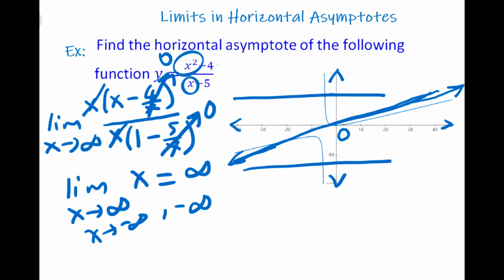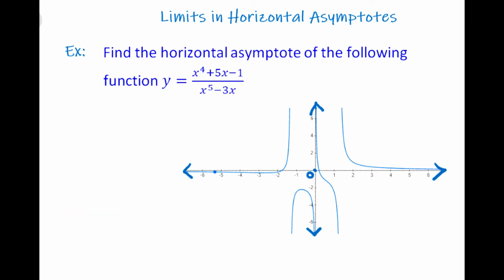And let's take a look at our last question. In this question, guys, we have the function x to the power of 4 plus 5x minus 1 divided by x to the power of 5 minus 3x. As you can see, the leading terms are x to the power of 4 in the numerator and x to the power of 5 in the denominator. So if we write limit when x goes to infinity, I'm going to take x to the power of 4 out in parentheses from both numerator and denominator, okay?